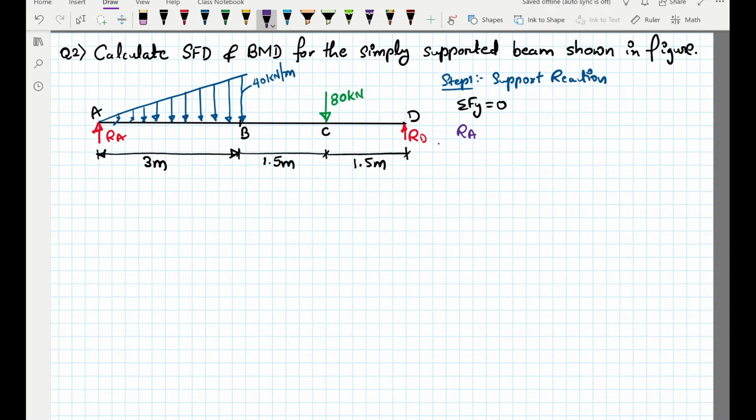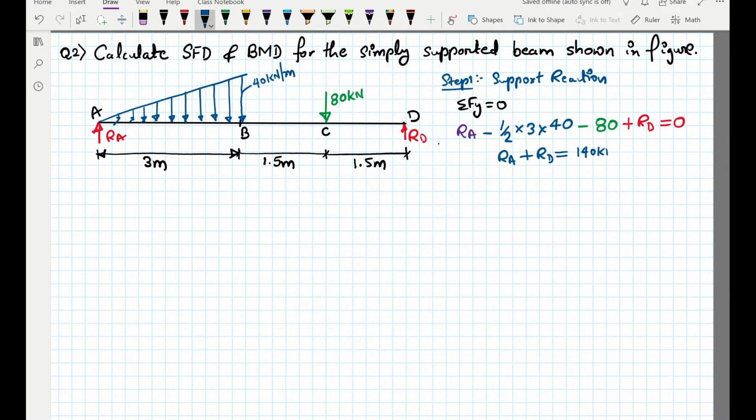From the left side I am going to start with RA. Then we have that triangular load. If I want to convert that into a point load, it is nothing but the area of that particular triangle. It is going to act downward. So I will take minus half into base 3 meter, into height of that triangle, 40 kilonewton per meter. Then we have the 80 kilonewton load, acting downward, minus 80. Then we have the last reaction, RD, which is acting upward, plus RD equal to 0. Therefore RA plus RD is equal to, if I do the calculation, 140 kilonewton.